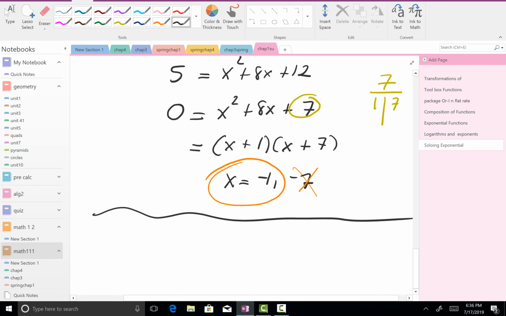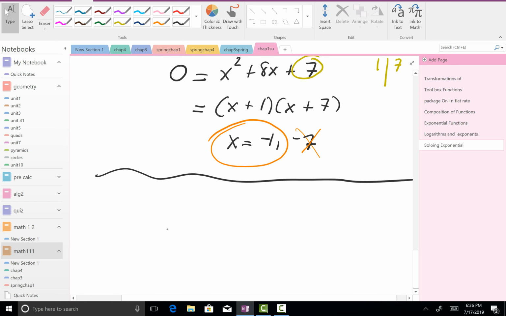Okay, so there's ones like that. Let's see if I can find some more. A lot of them are just pretty much the same thing, but there was a couple of them here. Here, let's do one like this.